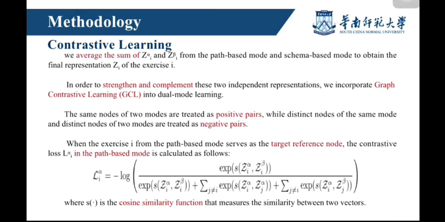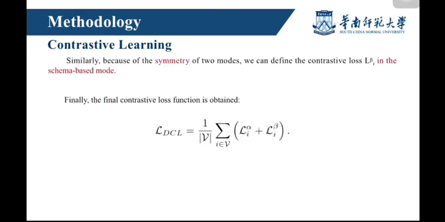When the exercise from the path-based mode serves as the target reference node, the contrastive loss in the path-based mode is calculated as follows. Because of the symmetry of the two modes, we can define the contrastive loss in the schema-based mode. Finally, the final contrastive loss function is obtained.